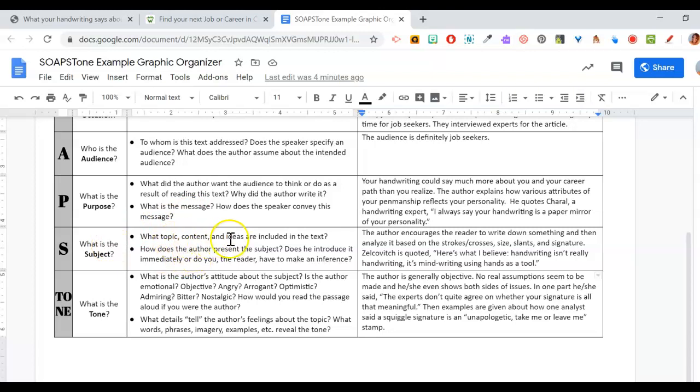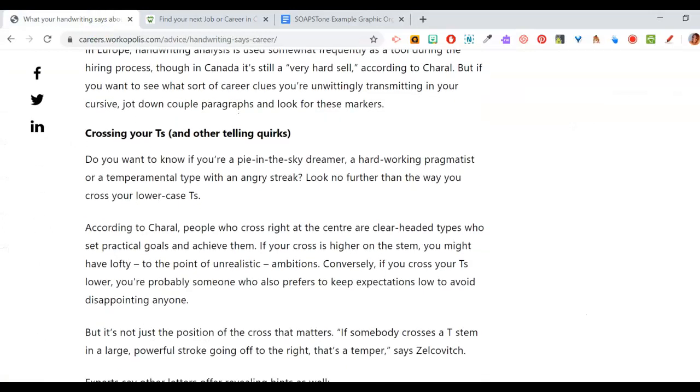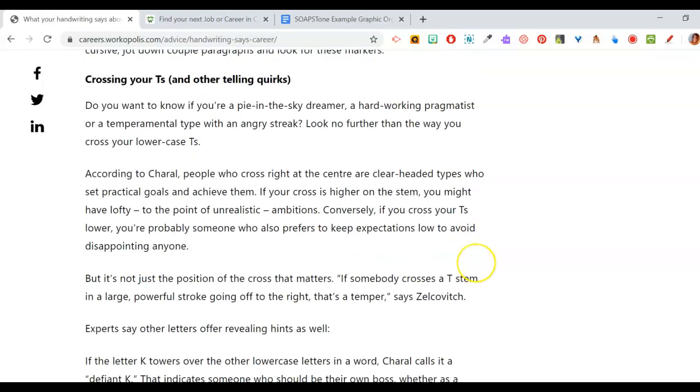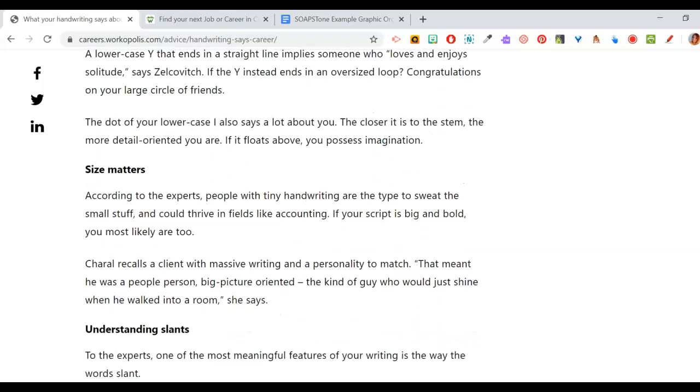The subject, topic, content, and what ideas are here and how is it presented. Here, the author encourages the reader to write down something in the article when you read it. It says to, and then it says, let's look at it based on the strokes and crosses, size, slants, and then your signature. And he says, here's what I believe. Handwriting isn't really handwriting, it's mind writing using the hands as a tool. So as we go through this article, you can see talking about crossing your T's. The people who cross right at the center are clear-headed types. If your cross is higher on the stem, you might have lofty ambitions. It goes through some other additional things here too.